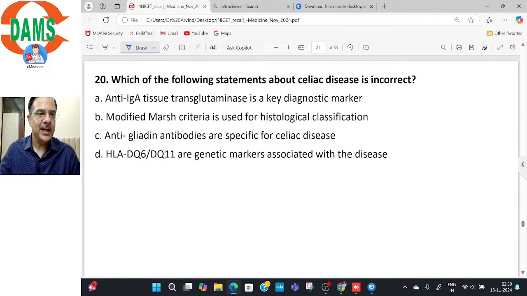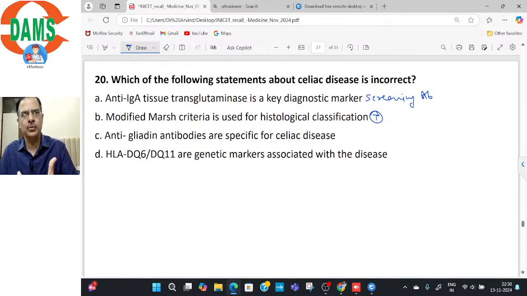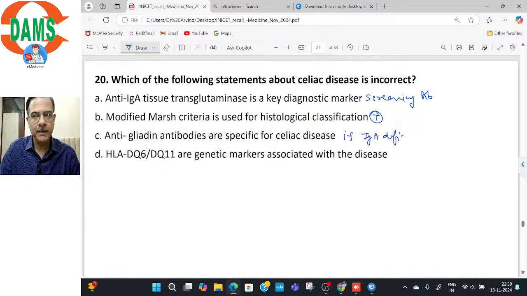Anti-IgA TTG is the key diagnostic marker. Yes, this is one of the screening tests, or a screening antibody, which is done. Modified Marsh criteria is used for histological classification. Yes, this is true, but no need to remember those criteria. Anti-gliadin antibodies are relatively specific for celiac disease, especially if the patient is IgA deficient.